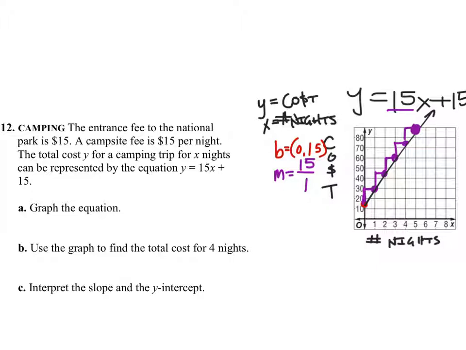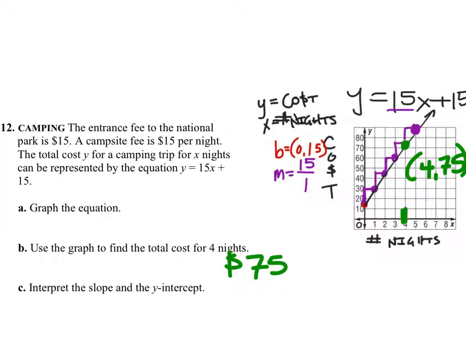Use the graph to find the total cost for 4 nights. Okay. Well, we can see on the x-axis this represents 4 nights, which would take us up to this point, which appears to be 75. So that would be $75.